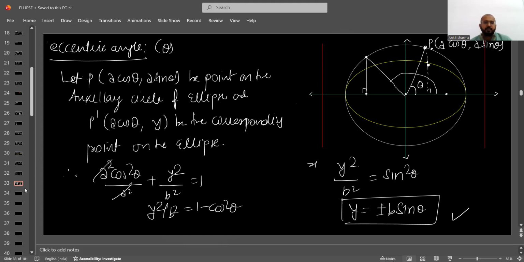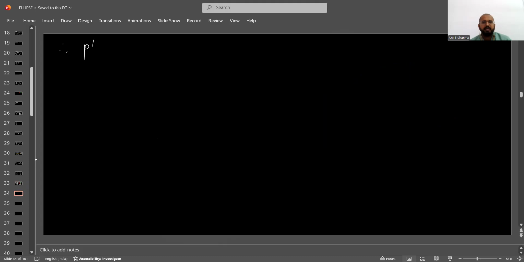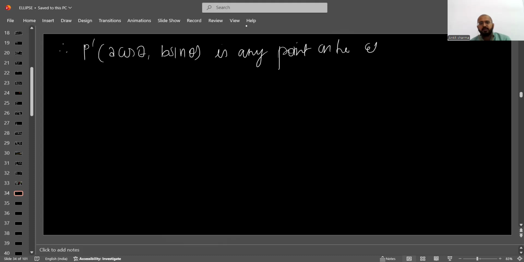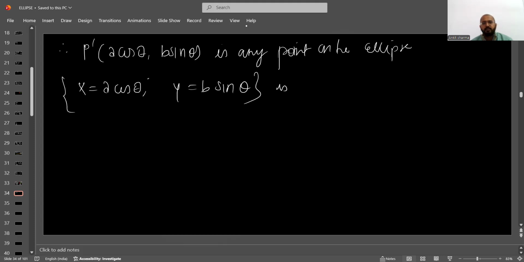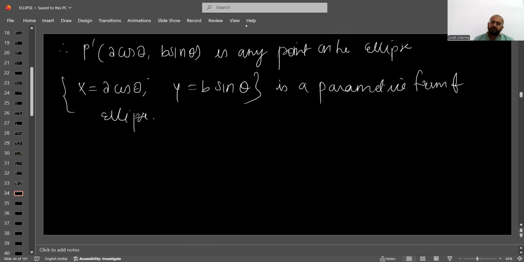So therefore, P dash is what? A cos theta, comma, B sin theta is any point on the ellipse. Or you could say that x is equal to A cos theta and y is equal to B sin theta. This is nothing but a parametric form of ellipse.